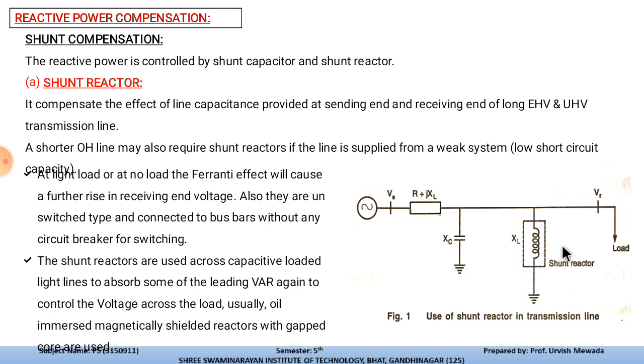So usually oil immersed, magnetically shielded reactors with gapped core are used for the compensation of this leading VAR in the transmission system. We can use them for short transmission as well as for long and medium transmission also. But here, what we are doing is compensating the effect of leading VAR. So by using such devices, we can maintain the sending end to receiving end voltage ratio, and the load terminal voltage.